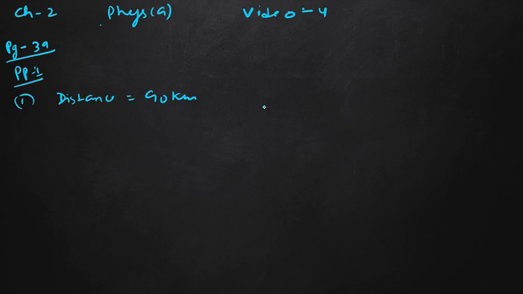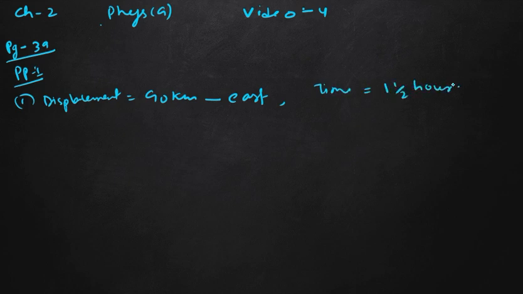A car covers 90 km towards east. So this will not be a distance, this will be our displacement. So displacement is 90 kilometers towards east. Then time is given. Time is 1.5 hour. If we convert it into a fraction, 2 times 1 is 2, 2 plus 1 is 3, so 3 by 2 hour.